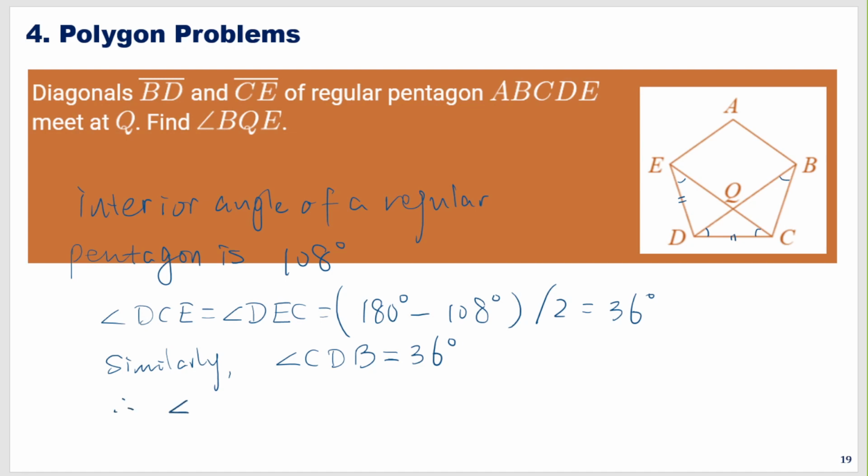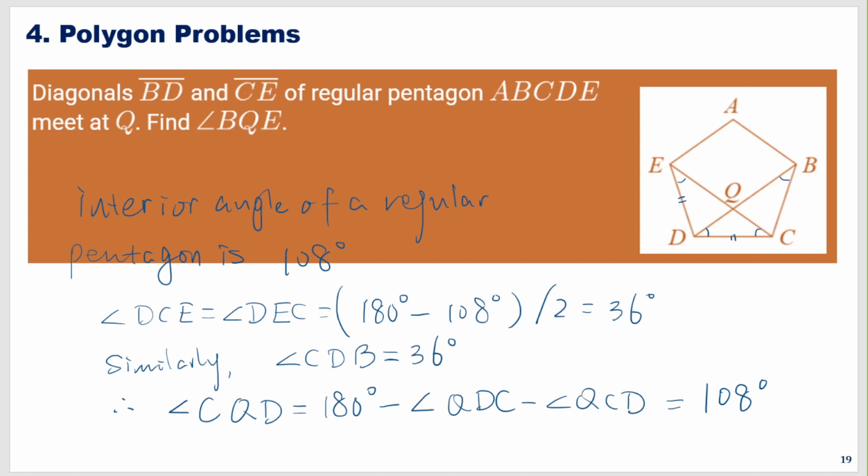And therefore, angle CQD equals 180 degrees minus angle QDC minus angle QCD, right? You see that? Which is 108 degrees. Therefore, we have angle BQE equals angle CQD, which is 108 degrees because they are vertical angles, right? Any questions? Okay, no questions. Let's have a look at another one.